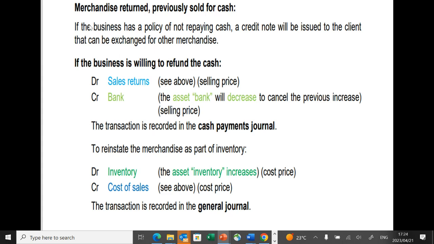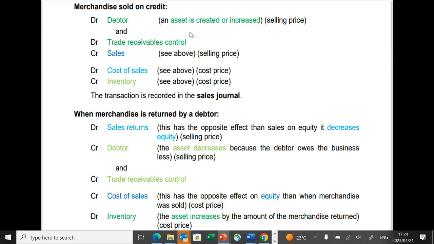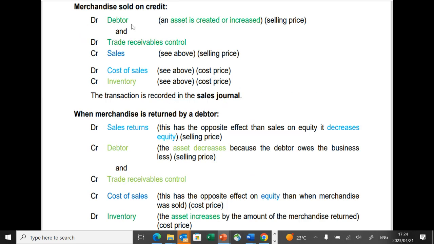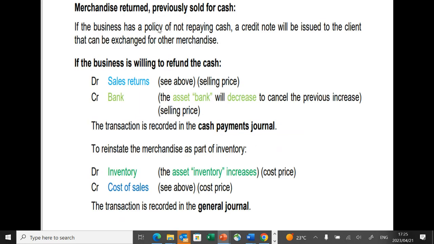Here, I won't spend a lot of time. It's the same principle that we apply when the goods are being returned. But in this situation, they are telling you that if merchandise is returned, previously it was sold for cash. Remember, when merchandise is returned by a debtor, it means it was sold on credit. That's why we process these journals.